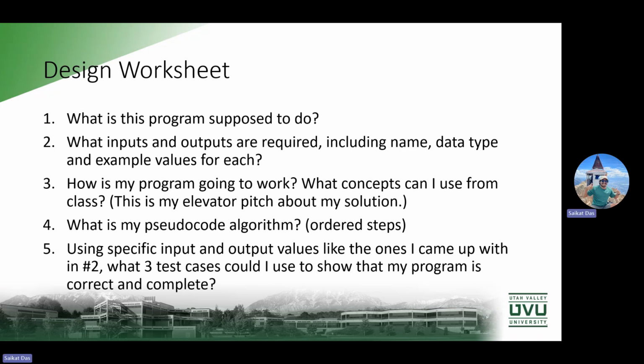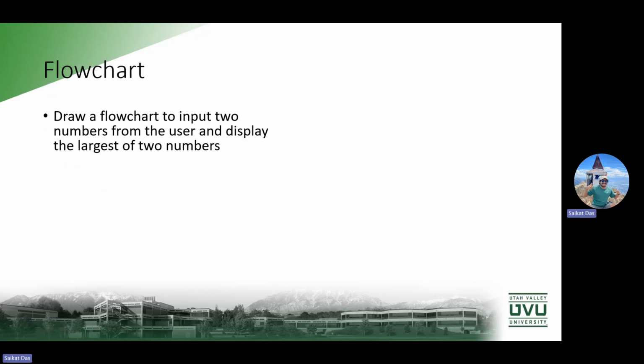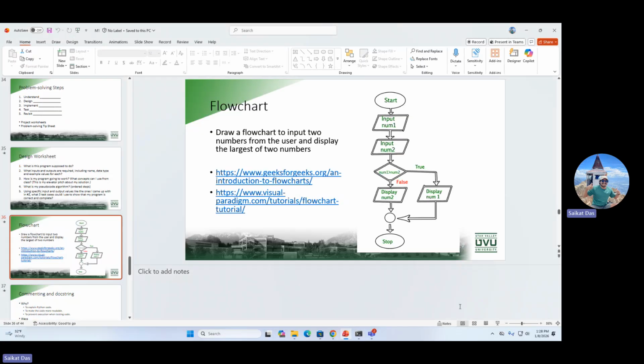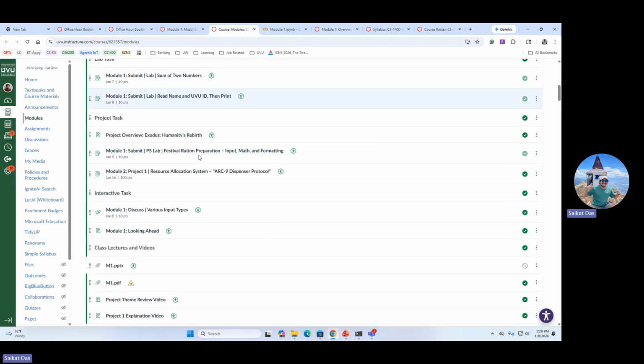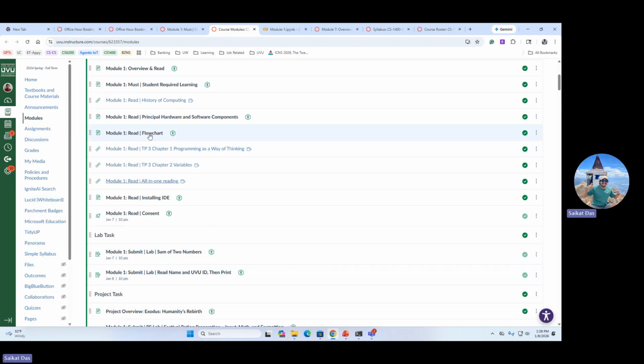Now, another way to design is a flow chart. What is the flow chart? Flow chart is like you are writing the step-by-step instructions, but they are in a flow. This, then that, then that. Instead of writing those things, this is like a pictorial view. I'm not sure if you have read this flowchart reading. I just have mentioned everything here.